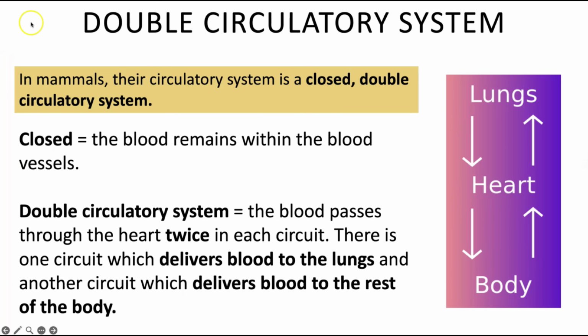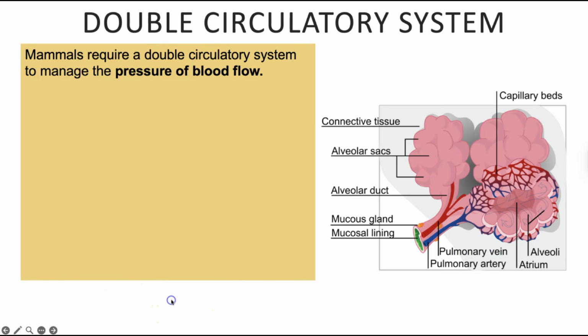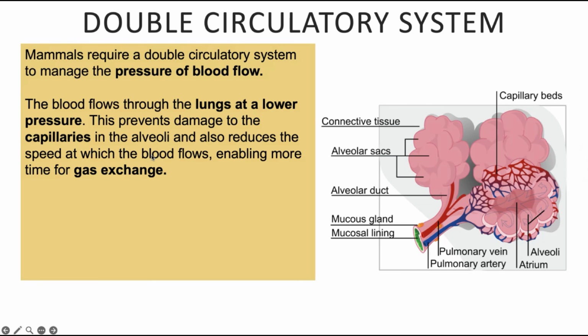So we move on to the circulatory system, and mammals have a closed double circulatory system. Closed meaning the blood remains within the blood vessels and the heart, whereas the double circulatory system means the blood passes through the heart twice in each circuit. So one circuit goes to the lungs, one circuit goes to the rest of the body. And mammals require a double circulatory system to help manage the pressure of the blood flow.